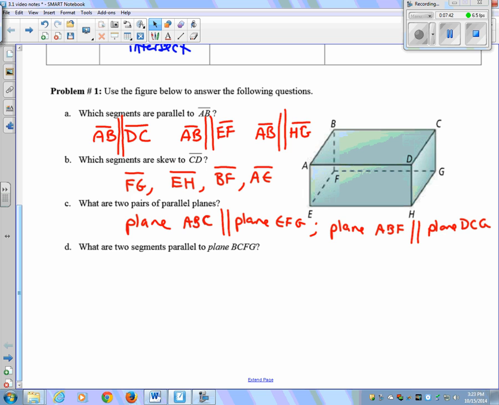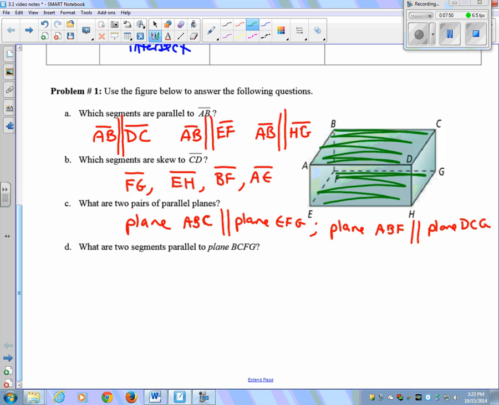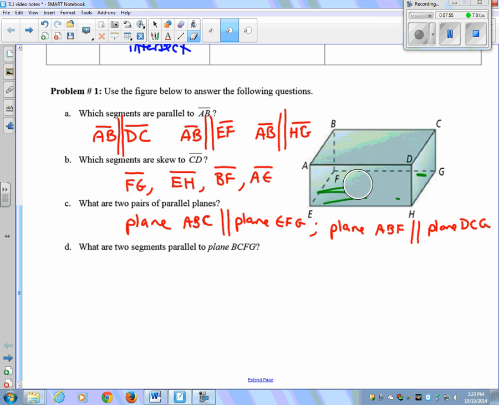What are 2 pairs of parallel planes? So the plane I chose, ABC, which is the top, is parallel to the bottom, EFG. Remember, we only need 3 letters to name a plane. You might have called it plane ABCD. Sometimes the book uses 4 letters when it's a box like this. And then plane ABF parallel to plane DCG, so the right and the left. You may have chosen the front and the back, ADH and BCG.